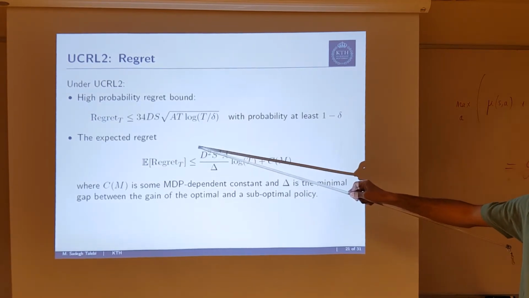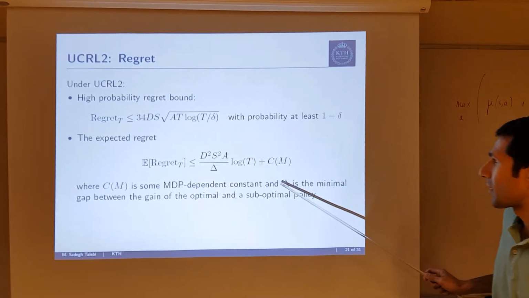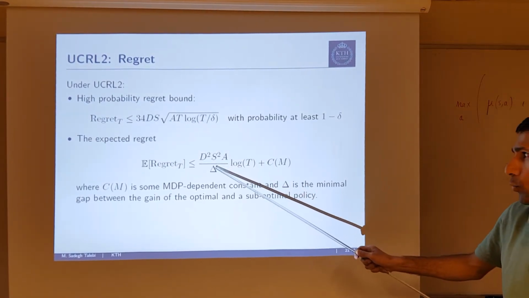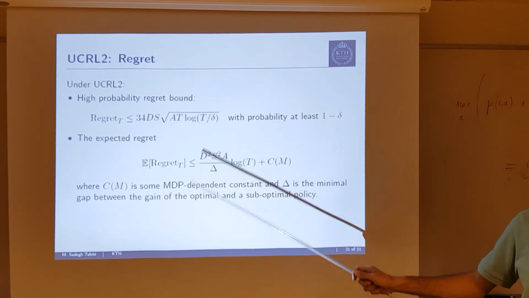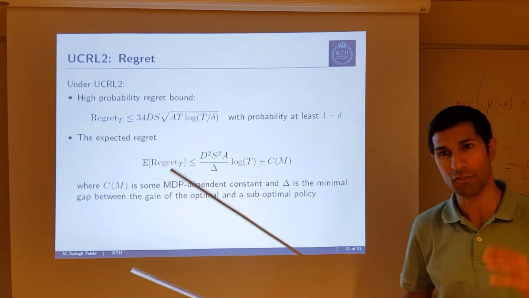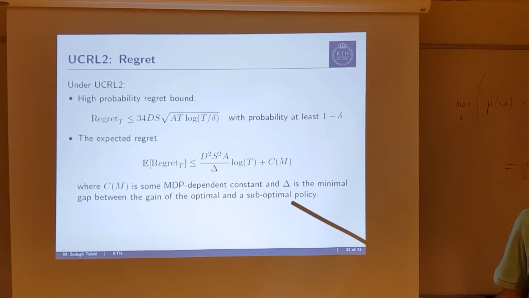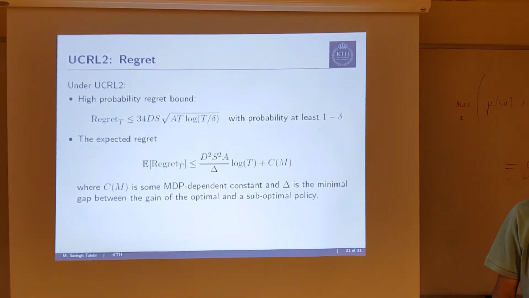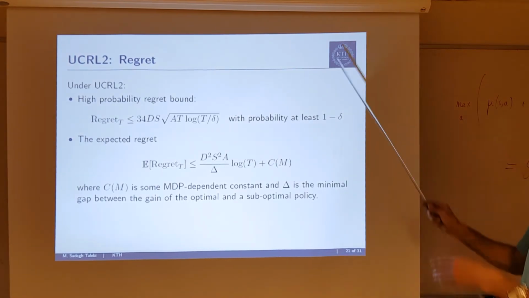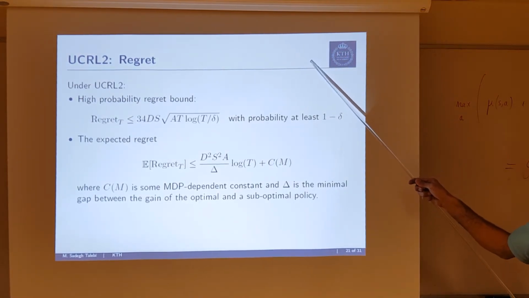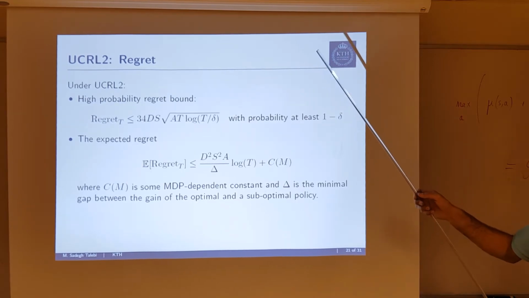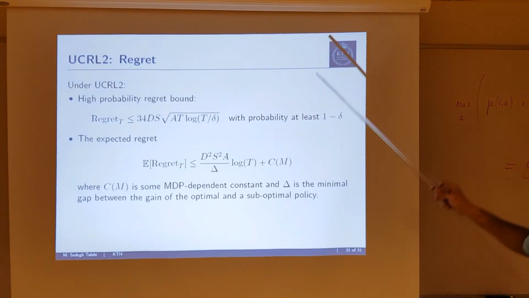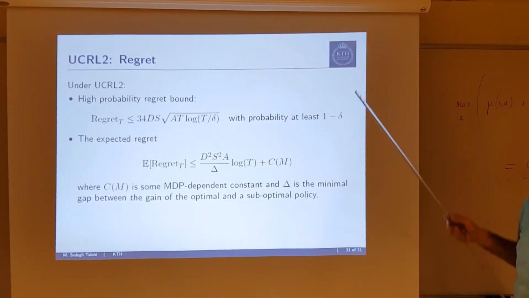There is a big constant missing here. This delta is the gap, the difference between what you would achieve under G star and what you would achieve under the second best policy. If you sort all the policies according to their gain, there is the optimal policy G star, and then a second best policy, which is not optimal, so it would be G star minus, and this delta is that difference, the gap from G star minus to G star.